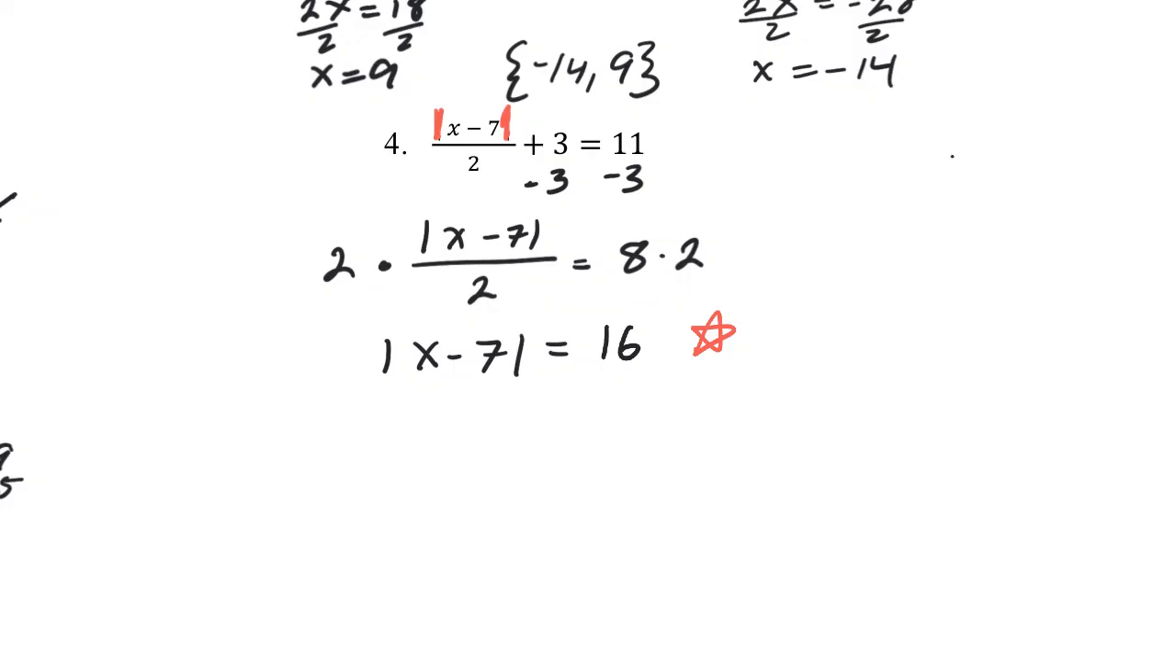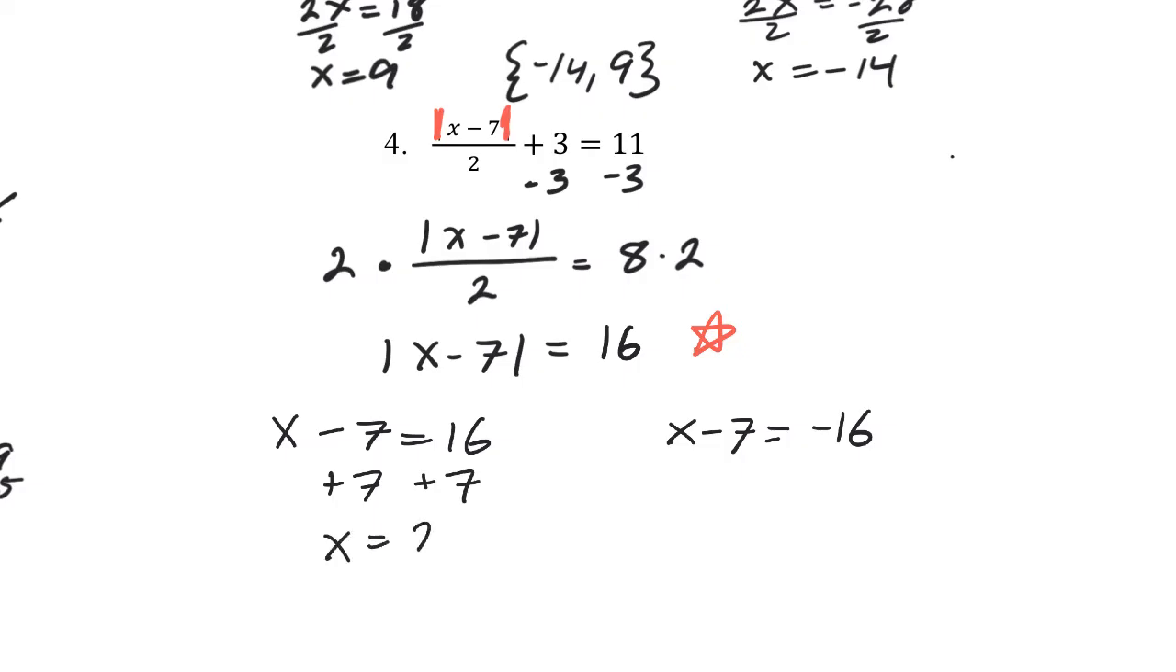So now we can take our 2 cases and drop our absolute value bars. x minus 7 equals 16 and x minus 7 equals negative 16. Okay, and solve. So adding 7 to both sides, we get that x equals 23. And then second case, adding 7 to both sides, we get x equals negative 9. Writing our 2 solutions in set notation so they're easy to find.